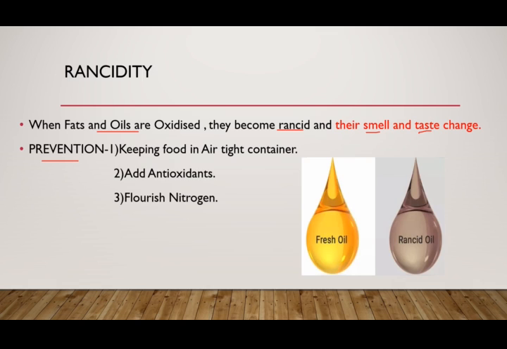There are three ways by which you can prevent rancidity. First is keeping the food in an airtight container, in packed boxes or packed containers. Second is adding antioxidants, and third is flushing with nitrogen. For example, you might have seen that the wrappers of chips are flushed with nitrogen so as to prevent rancidity. I hope it is crystal clear to each one of you.